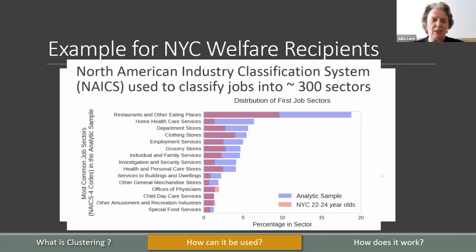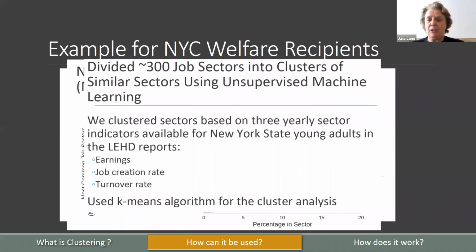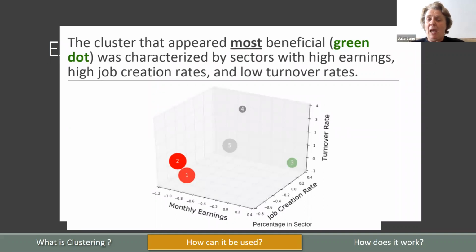They looked at the industry, the earnings, the job creation rate, and the turnover rate, and they used a k-means algorithm for the cluster analysis. I'll talk about that in just a minute. They clustered the areas by high earnings, high creation rates, and low turnover rates. Those were the three features they used.